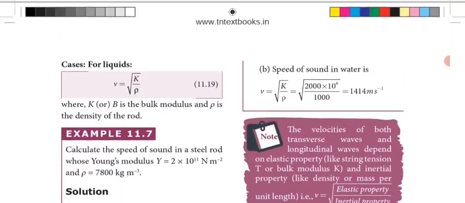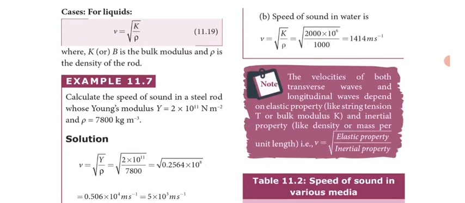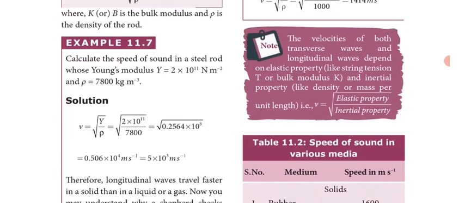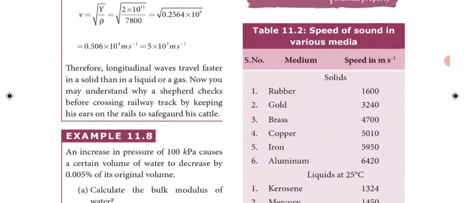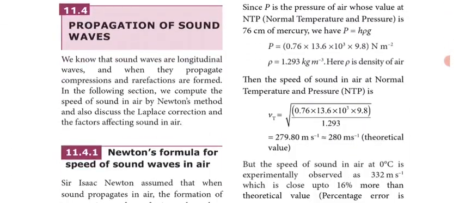And the next case is for the liquid, where k is the bulk modulus and rho is the density. So calculate the bulk modulus. What is given? v is equal to root of y by rho. We substitute and find the values, which gives 5 into 10 to the power of 3 meter per second. Okay. Next we will pass on to the next topic, that is propagation of sound waves.